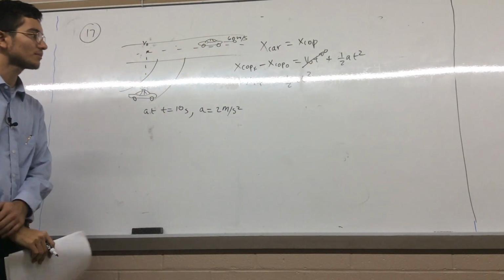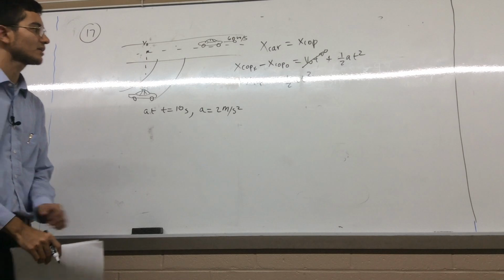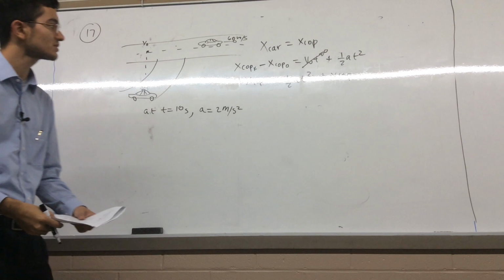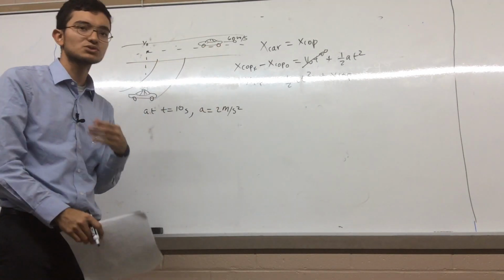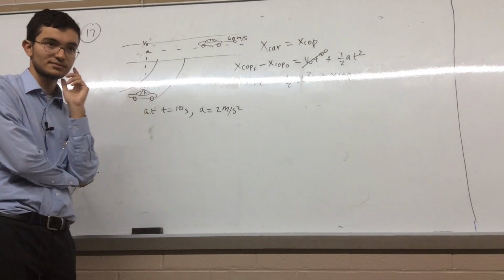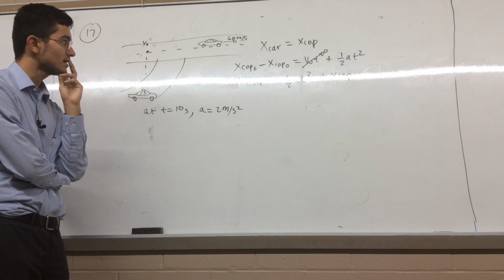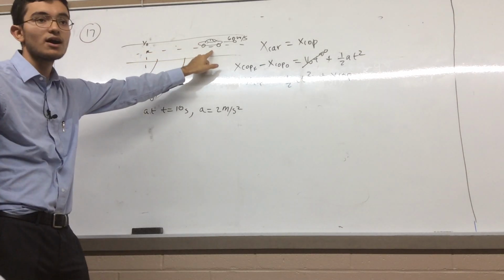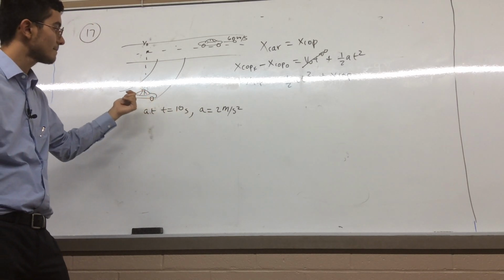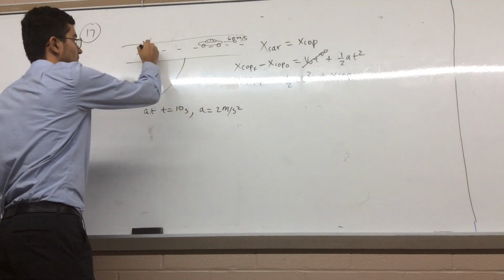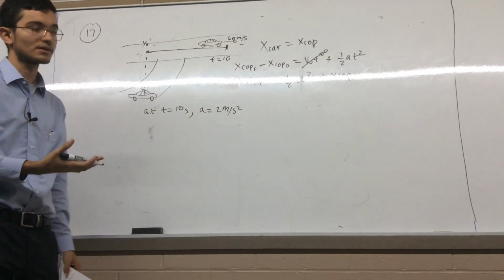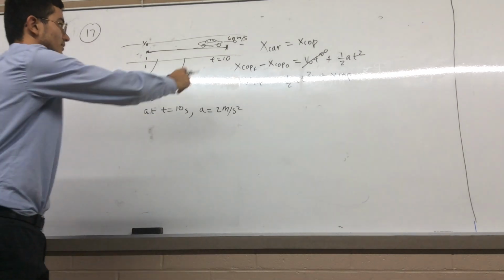But what about x car? That's going to be a little bit different. We first need to find the initial position, because our time reference is going to be when t equals 0 for the cop. Essentially, we let this car move for 10 seconds before this car starts, so we need to find the distance this car travels from this point to t equals 10 seconds. That's going to be our initial position for this car.